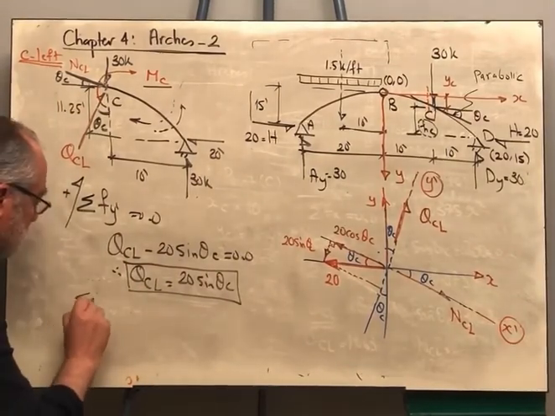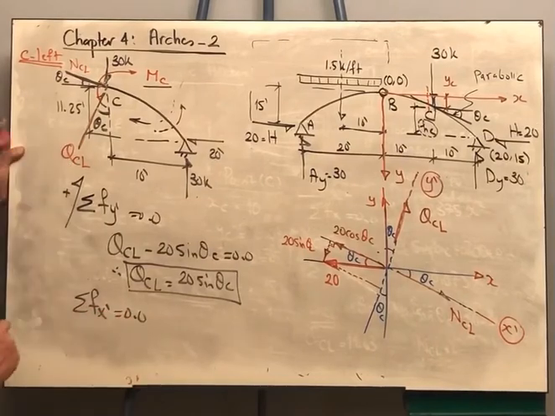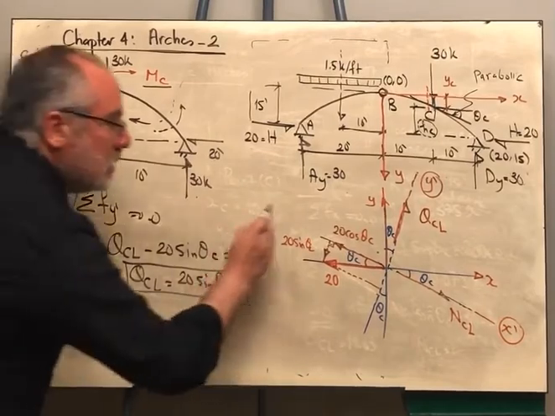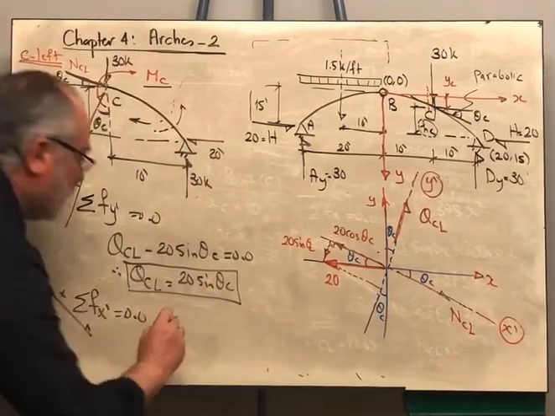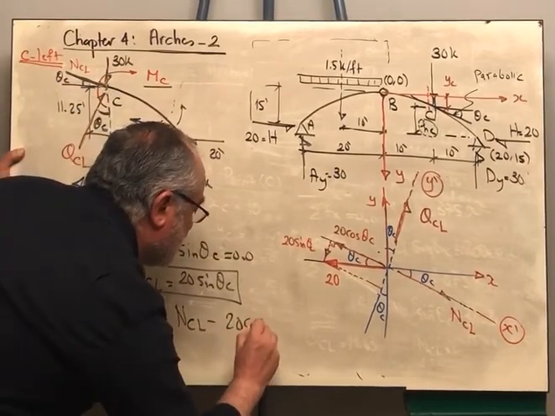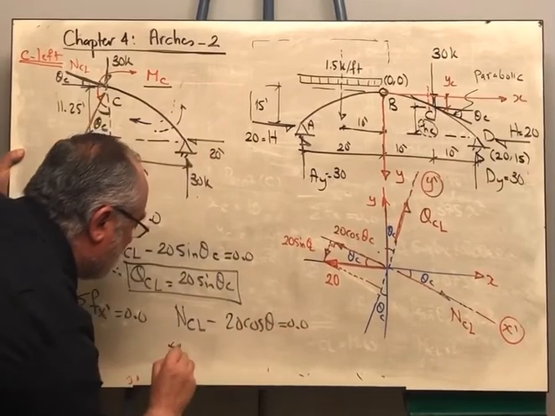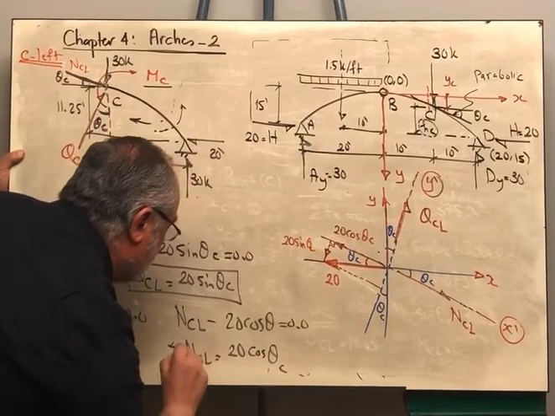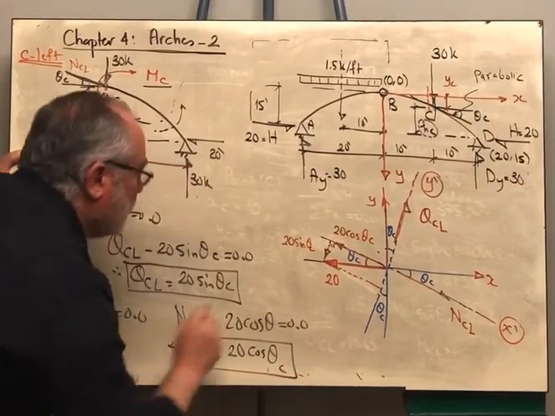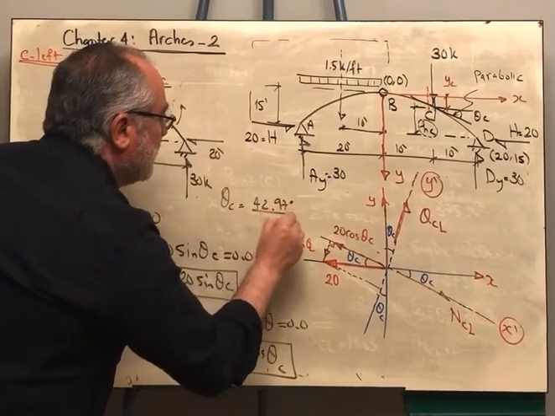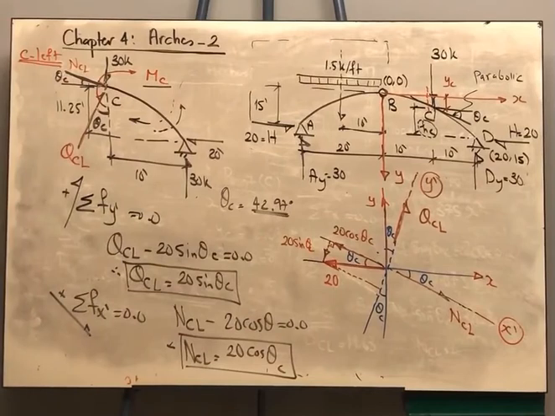And sigma Fx prime is equal to 0. Let me take this as the positive direction along the direction of the normal force. So I will say NC left minus 20 cosine theta is equal to 0. From there, NC left equals 20 cosine theta c. We know the value of theta c. It is 42.97 degrees, as we calculated in the previous slide. Okay?